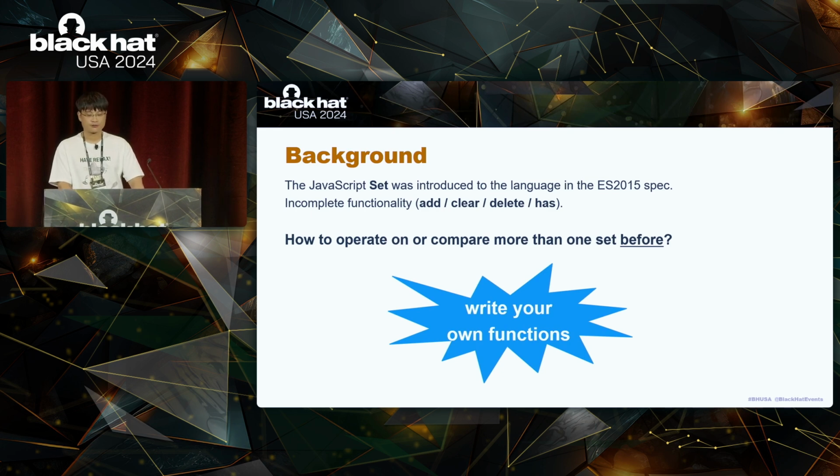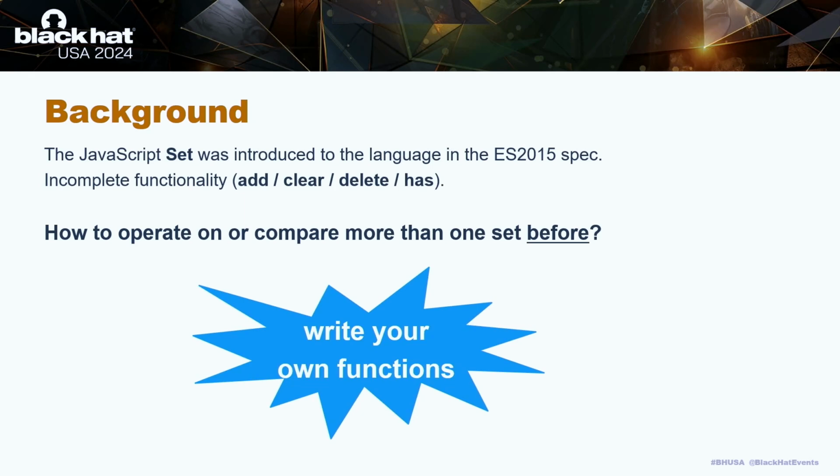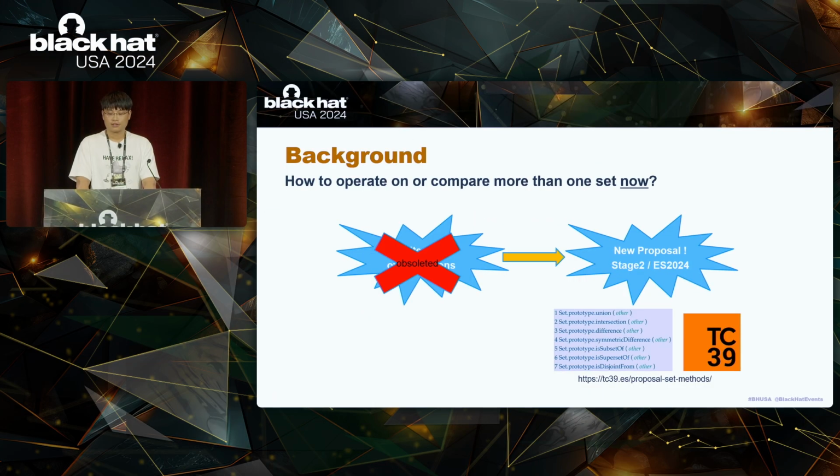You need to traverse the 2 sets, compare the elements, and then take out the elements that meet the conditions, and put them into a new set. And finally, return the set to the caller. The whole process is very tedious. TC39 has made a new proposal in the last 2 years that introduces more useful methods such as union and intersection. And you do not need to write your own functions anymore. It's very convenient for you to compare and operate on both sets.